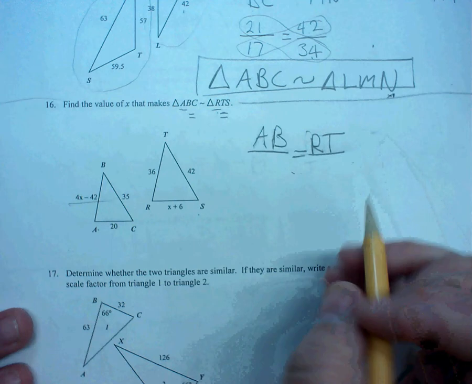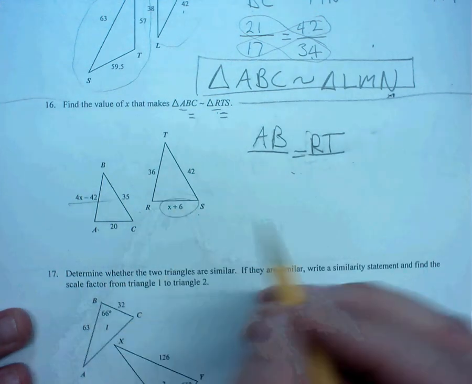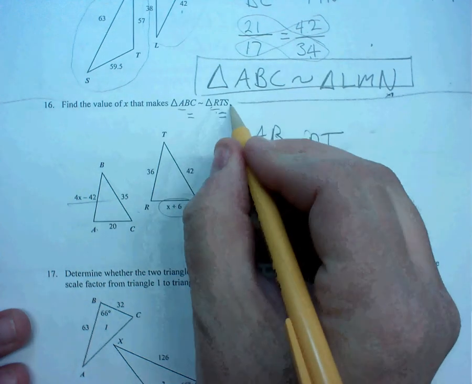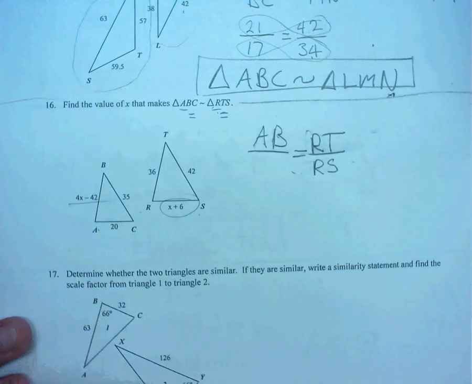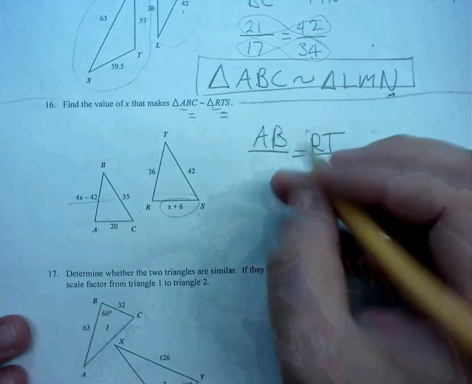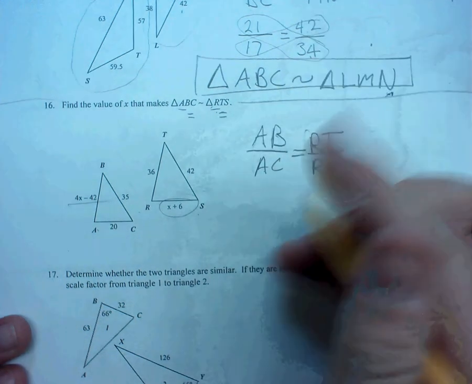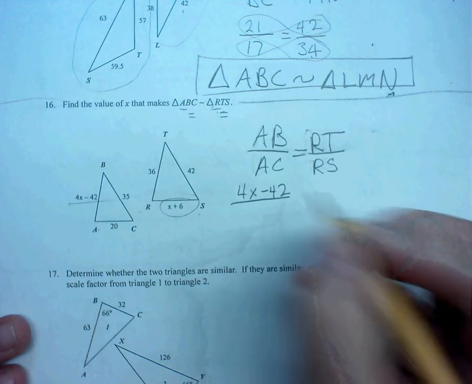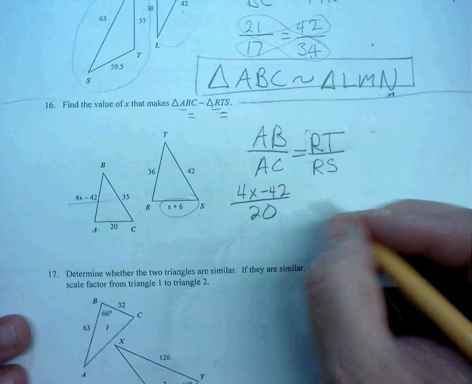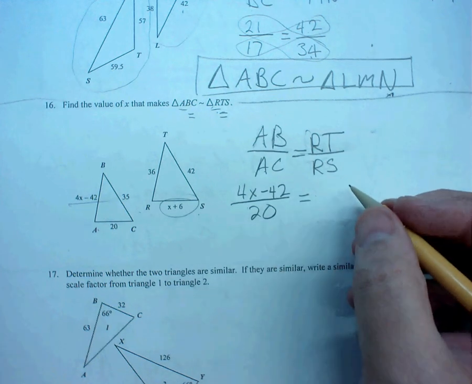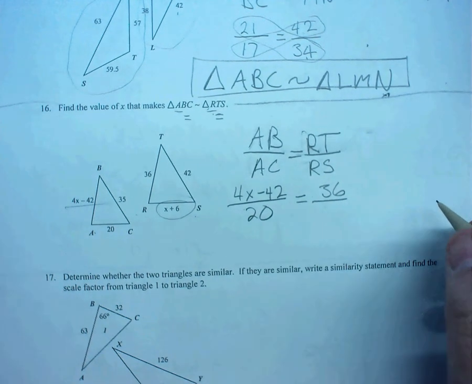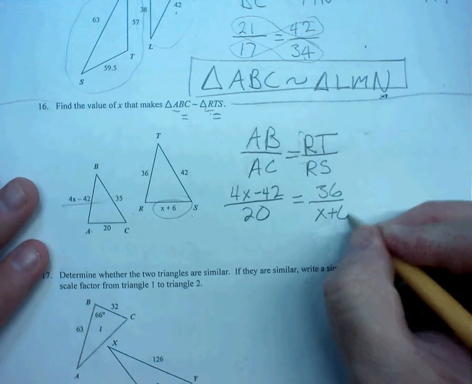So, now, this one has the variable, but that's RS. So, RS is the first and the third letter. So, what do I need to compare that one to? AC. All right, now let's see what we have. AB is 4x minus 42 all over AC, which is just 20. That's going to be equal to RT, which is 36. And then RS is x plus 6.